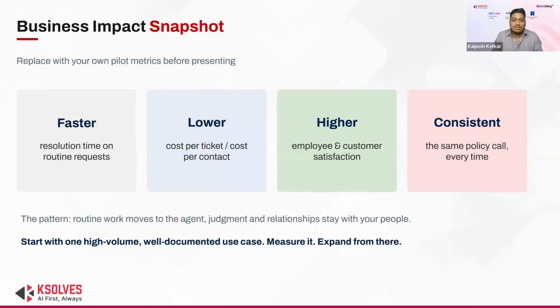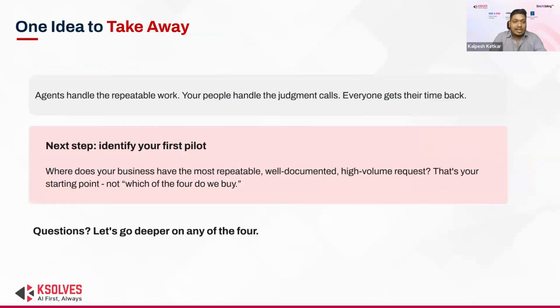The trust that the customer has in a specific product is again increasing. Whatever high volume or cross-functional work you want to do, you can easily do with the help of these capabilities. The agent handles the repeatable work, your people handle the judgment calls, and everyone gets their time back. So that's the main thing we can conclude here.